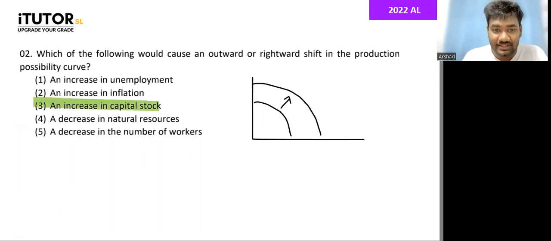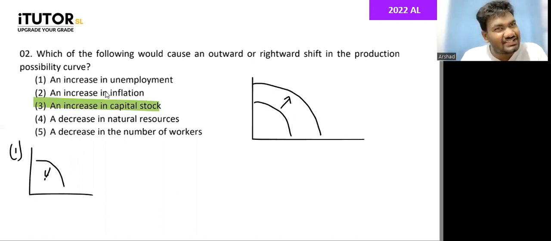We look at the other options. If there is an increase in unemployment, how do we show that? A point inside. This is answer number 1. Increase in inflation, you can't really show that in a PPC, but you can say if there is inflation, the aggregate demand will come down, right? People will not buy, right? And then you can also show that will also lead to unemployment, something like that if you want, but you can't really show the inflation thing, right?